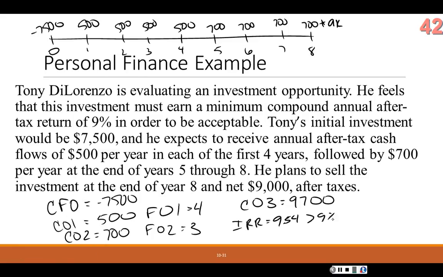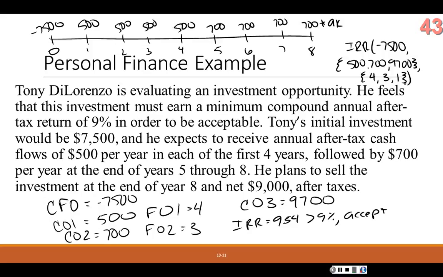Greater than 9%, so you would accept. So if you had a graphing calculator, you would put this in as IRR, initial cost negative 7,500, braces, 500, 700, 9,700, close braces, comma, open braces, frequency of 4, frequency of 3, frequency of 1, close braces, close parentheses. And you should get 9.54%.